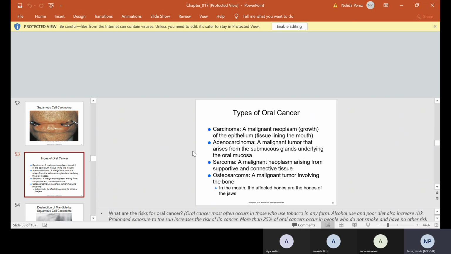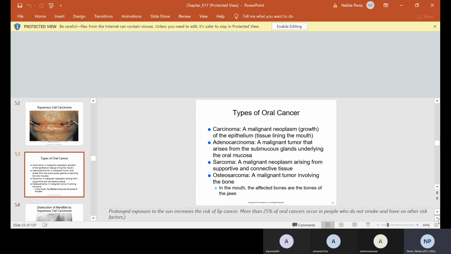Now, what are the risks of oral cancers? Most often it's tobacco in any form. Alcohol use and poor diet also increase risk. Prolonged exposure to the sun. More than 25% of oral cancers occur in people who do not smoke and have no other risk factors, believe it or not.